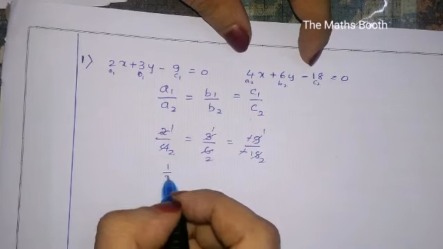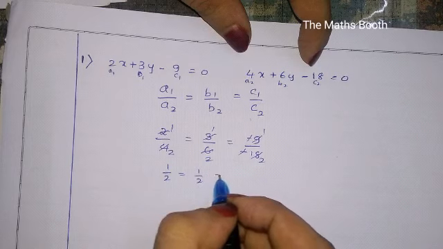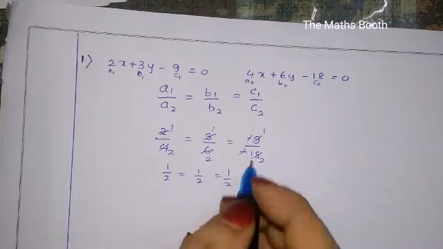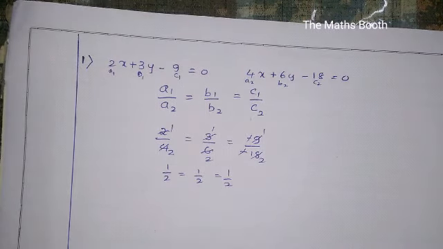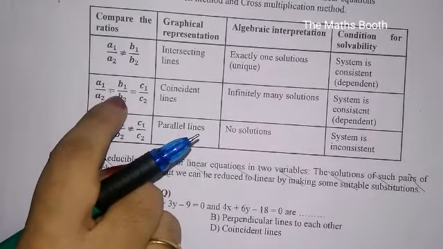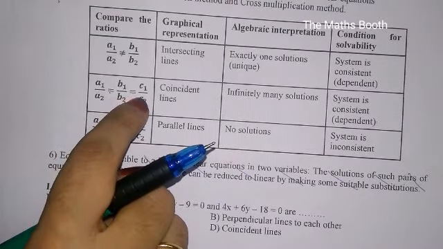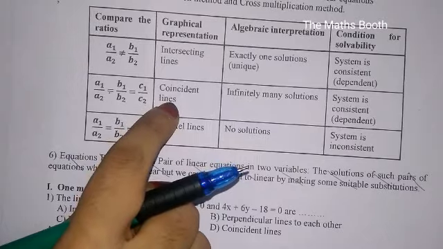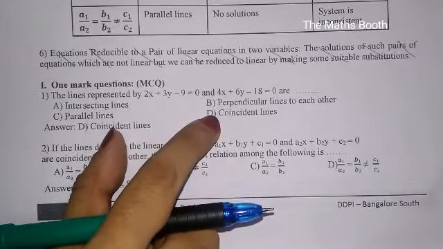That means every ratio is half. Half is equal to half; these three are also equal. Just now in the tabulation we have read that if a1 upon a2 is equal to b1 upon b2 and also equal to c1 upon c2, it is a coincident line. So you can write here the correct option is D, coincident line.